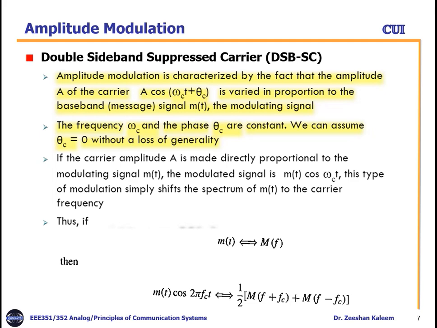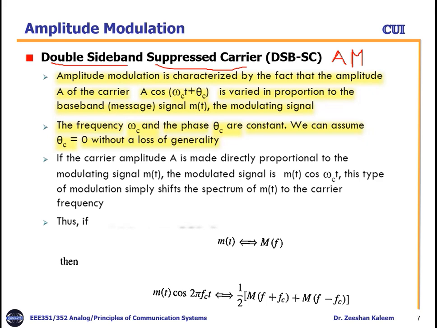So what is double sideband suppressed carrier modulation? This name is given because of the two terms, double sideband and suppressed carrier. This belongs to amplitude modulation; in general, it is one of the categories of amplitude modulation. But why do we call it double sideband and suppressed carrier?